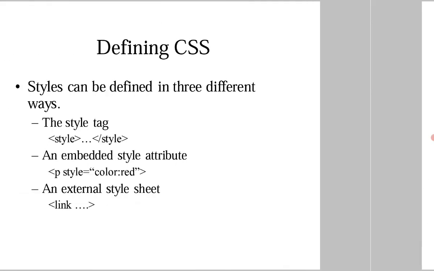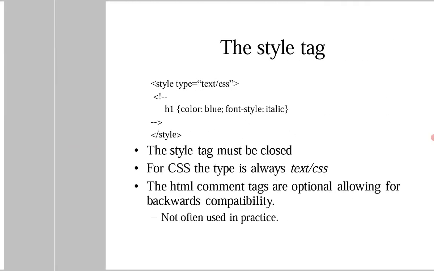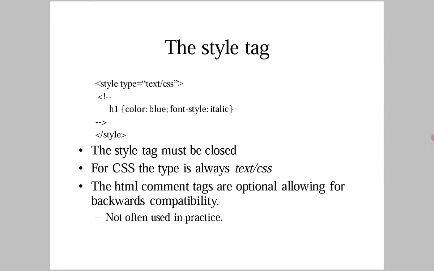So the first category is the style tag. So what is the style tag? The style tag is a simple tag which is used to include some CSS code in the HTML program. The style tag must be closed, and for CSS the type is always text/css. The HTML comment tags are optional, allowing for backward compatibility. So this is the syntax of using style tags.